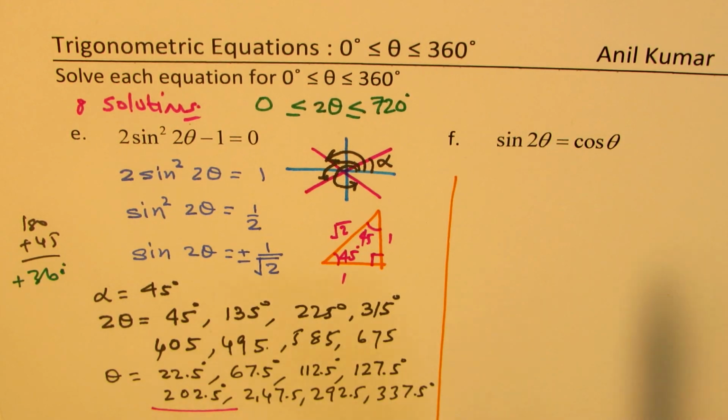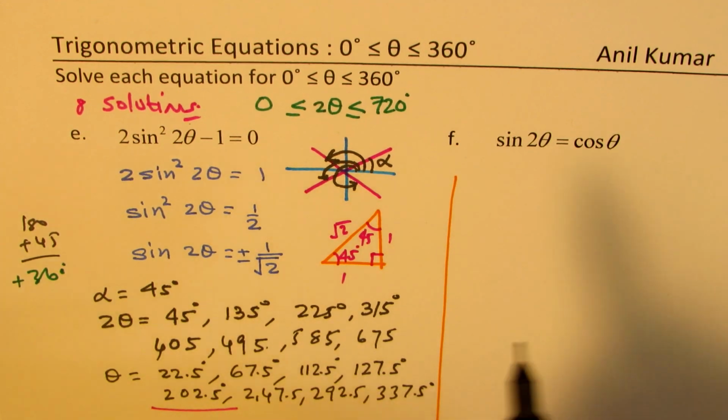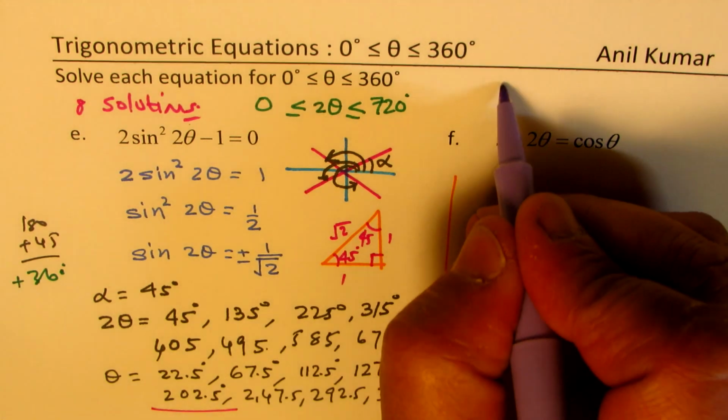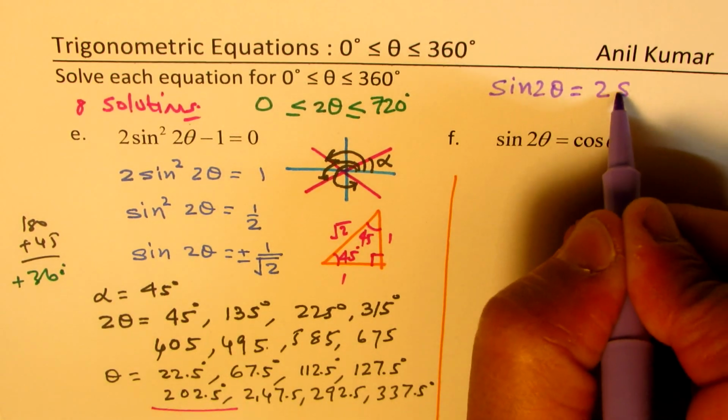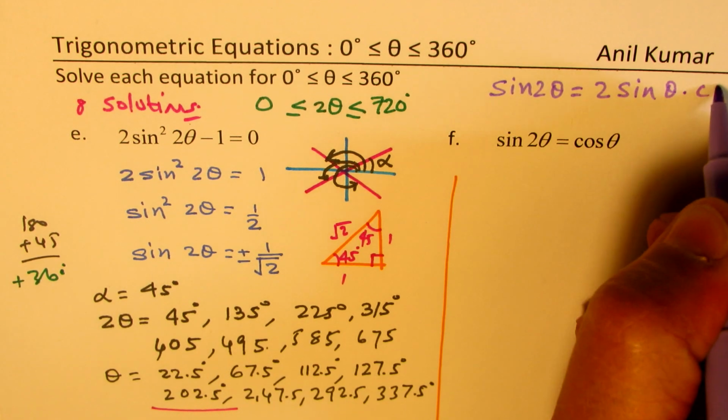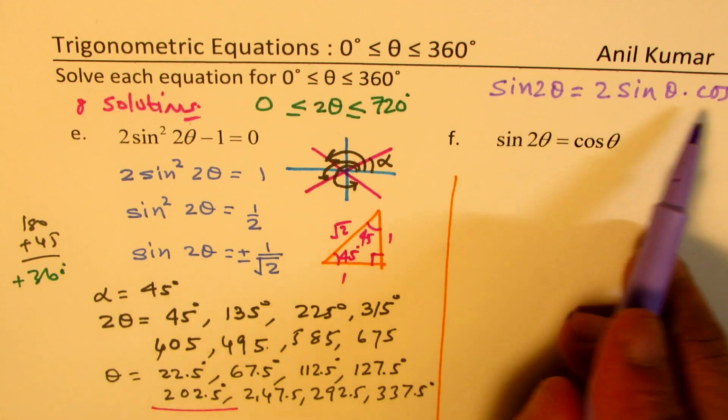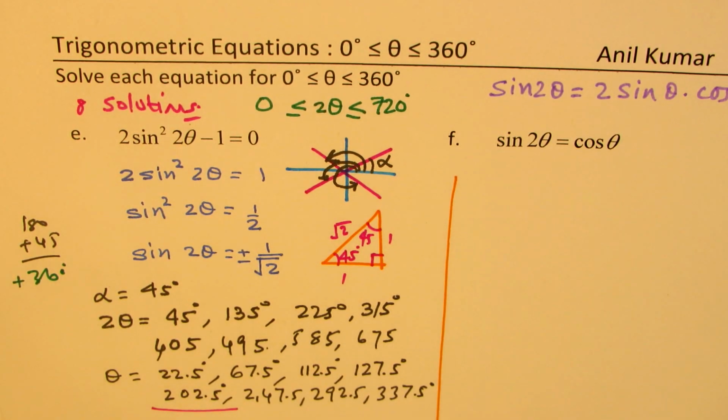Last question, sine 2 theta equals cos theta. Let me give you one relation which some of you may not know. Sine 2 theta can be written as 2 sine theta cos theta. I'd like you to use this identity and then solve. Here is the solution.